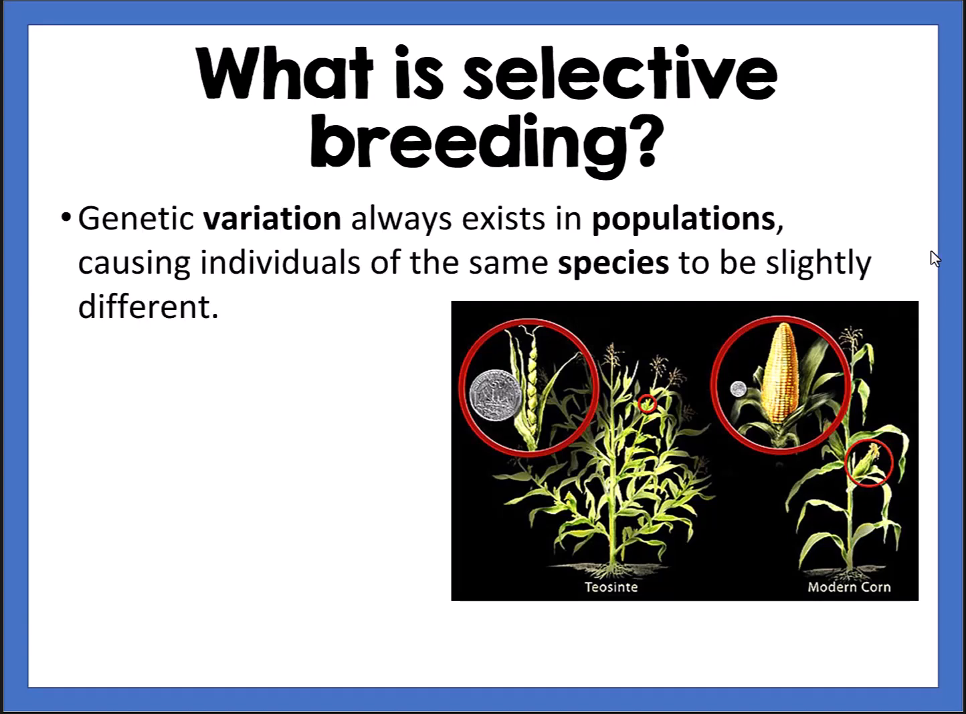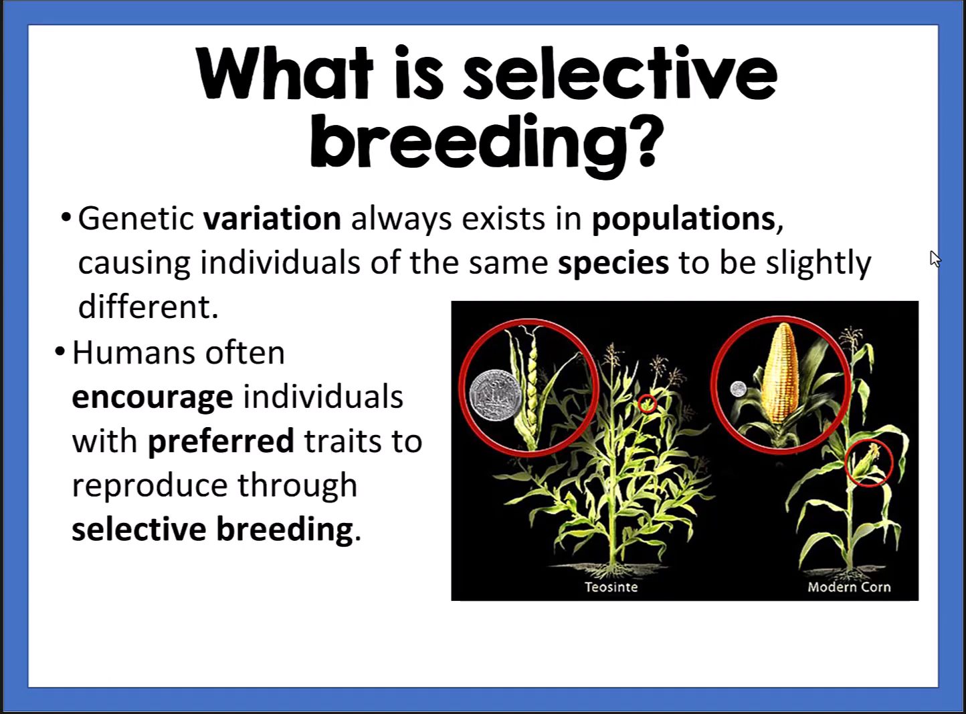Well, selective breeding was the first way that genes were modified by humans. So genetic variation always exists in populations, causing individuals of the same species to be slightly different. And humans often encouraged individuals with preferred traits to reproduce through selective breeding. So by breeding individuals with traits that we desire, we end up with more of the population that has those traits.